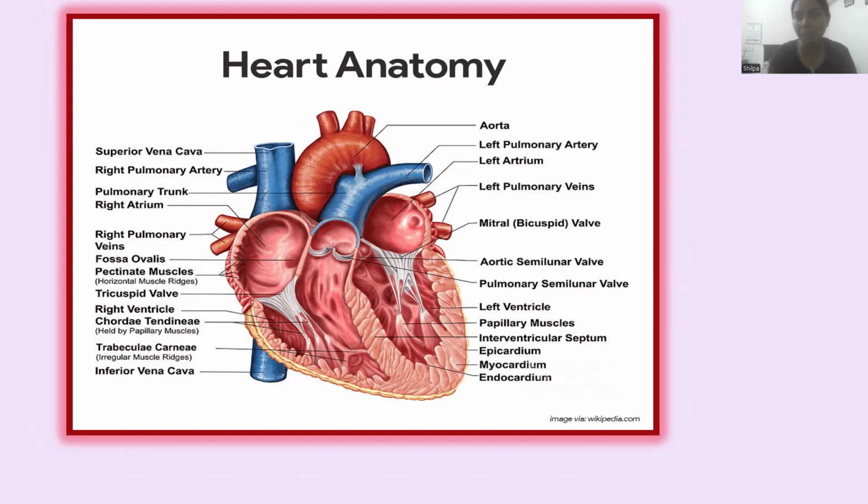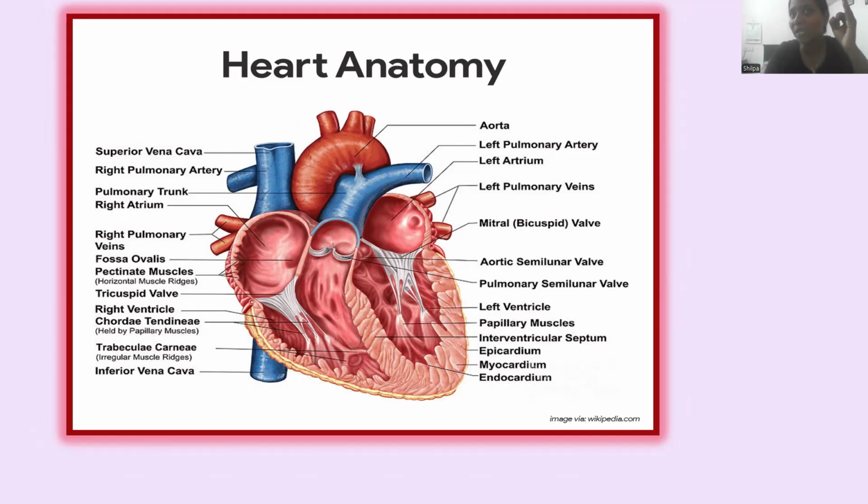What is the pericardium? The pericardium is the outermost layer, the covering of the heart, and it is made up of two sacs. The outer sac is fibrous tissue, and the inner sac consists of a double layer. Which membrane? Serous membrane. The outer sac is fibrous tissue and the inner sac is serous membrane. The outer layer is parietal pericardium, and the inner layer is visceral pericardium.